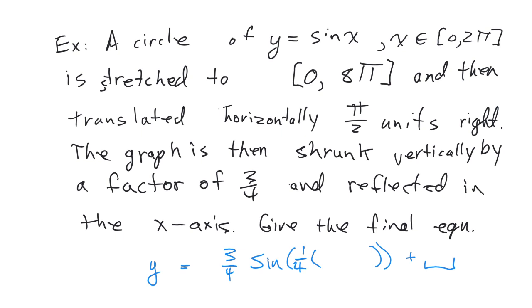Now, when we're shifting horizontally to the right, that means we have x, instead of plus, minus pi over 2, so we're shifting to the right. It never says anything about translating up or down, so our translation up or down is 0. It also said it was reflected in the x-axis, so that means the value in front of the sine is a negative, and we're done.